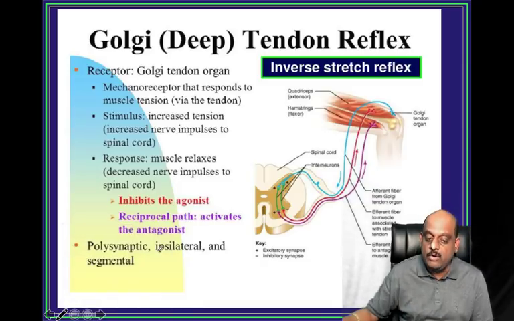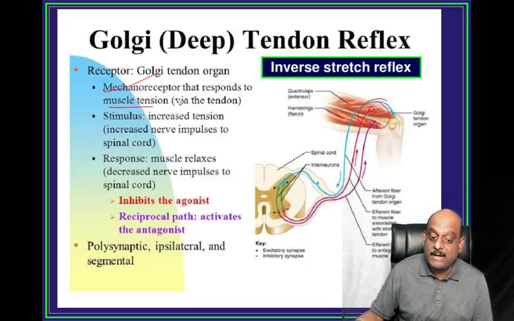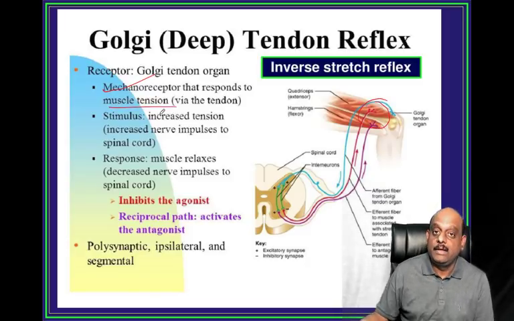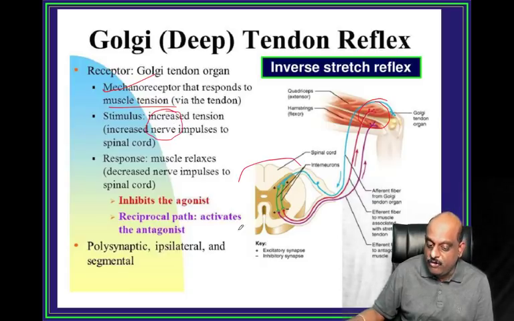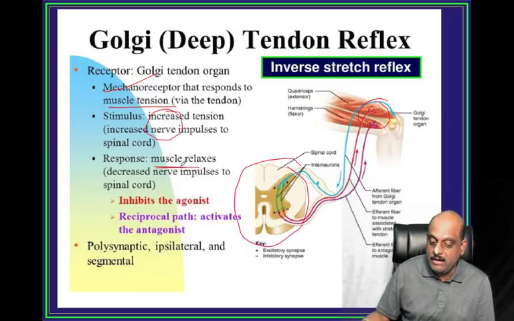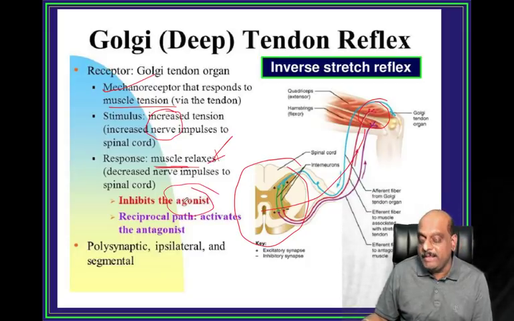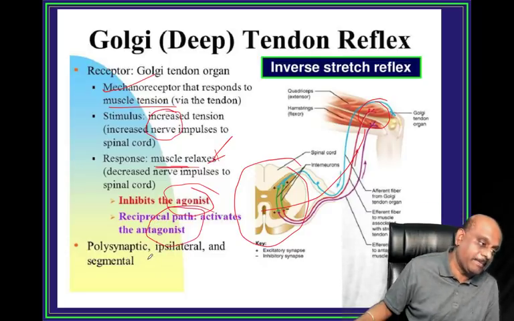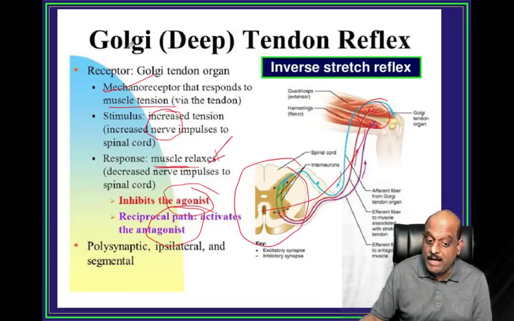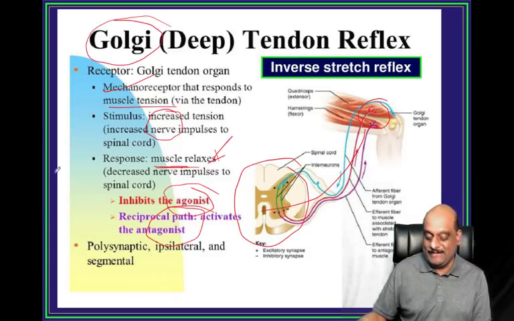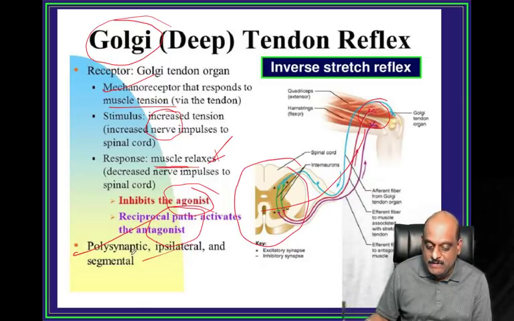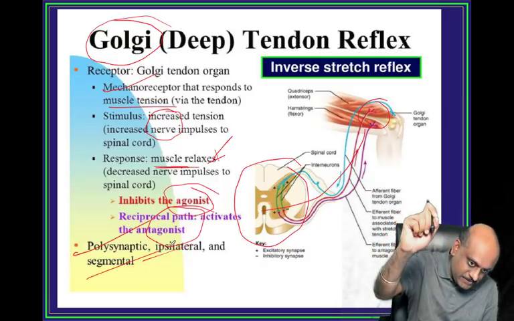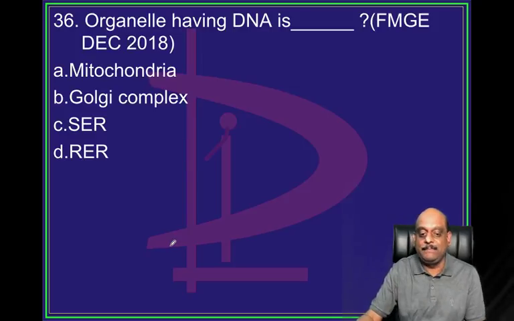Now doctor, there are mechanoreceptors in the tendons which perceive the muscle tension. That increased tension will be informed to the spinal cord. In turn, the spinal cord will make the muscle go into relaxation by inhibiting the agonist and reciprocally activating the antagonist, is what you should remember. So, in tomorrow's exam the examiner will ask what type of reflex is Golgi tendon? Polysynaptic ipsilateral segmental reflex. That is what you need to answer.